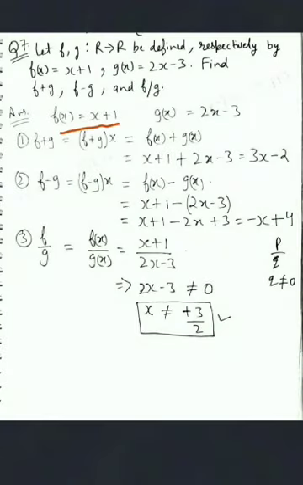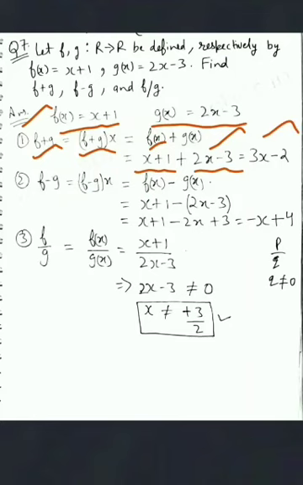See, f(x) equal to x plus 1, g(x) equal to 2x minus 3. The first part is f plus g, (f plus g)(x), f(x) plus g(x). Put here f(x), that is x plus 1, g(x) 2x minus 3. You will get that 3x minus 2. The second one is the same, that is f minus g. Put here the values of the functions and you will get minus x plus 4.